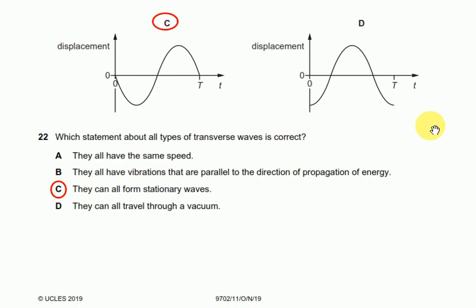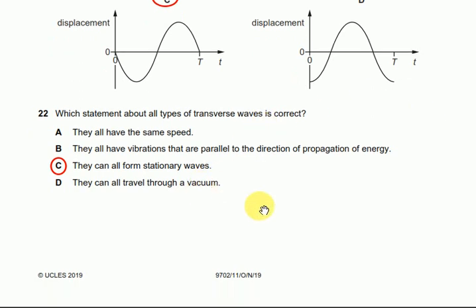Question number 22 says, which statement about all types of transverse waves is correct? They all have the same speed? No. They all have vibrations that are parallel? No. They are also transverse waves, and they are also longitudinal waves, so they do not have the same. C says they can all form stationary waves. Yes. They can all travel through a vacuum? No. Sound wave cannot travel through a vacuum, so C is the appropriate answer.